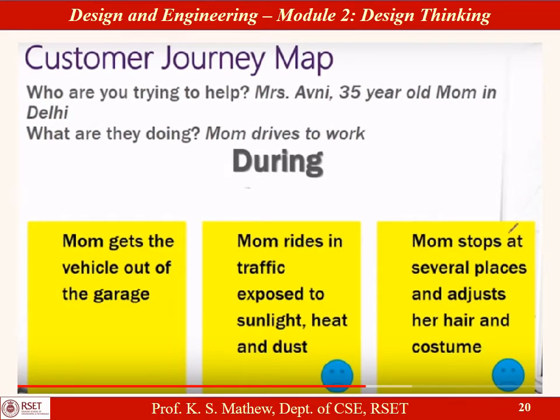And during the activity, what happens? Mom gets the vehicle out of the garage, neutral. Mom rides in traffic, exposed to sunlight, heat, and dust. She isn't happy. And mom stops at several places and adjusts her hair and costume. She is working as a front office executive receptionist, for example, and she cares about her appearance very much while sitting in the front desk. So she is worried about her makeup and hair and all while traveling. So in between, she stops the scooter and adjusts her hair and the costume. That she is not happy in doing that really.